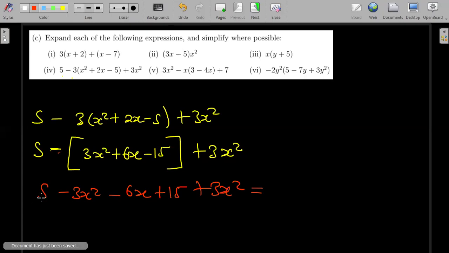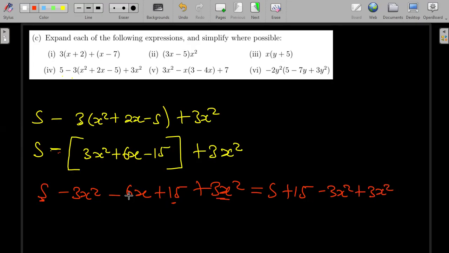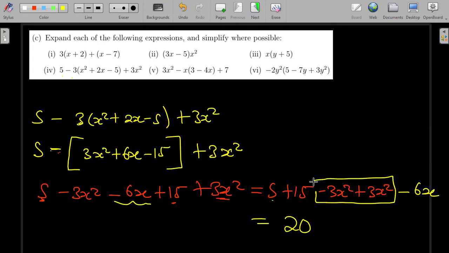So I'll start with the 5 and 15 because I can see they have no x. So I'll put 5 plus 15. And then I'll go to this one with the squared. I say minus 3x squared with this one, which is plus 3x squared. And then I also have minus 6x here, which is just alone. So what do we get? 5 plus 15, I get 20. And then here, these things are the same and they have opposite signs, so they cancel out. So here I'm just going to get a 0. So it will be 0 there and then minus 6x.